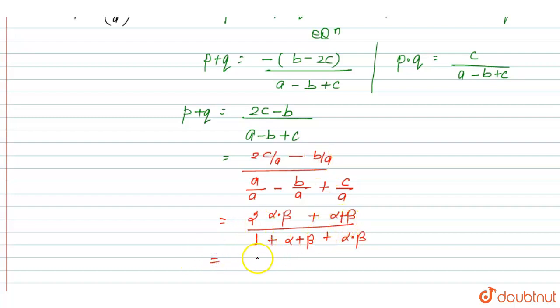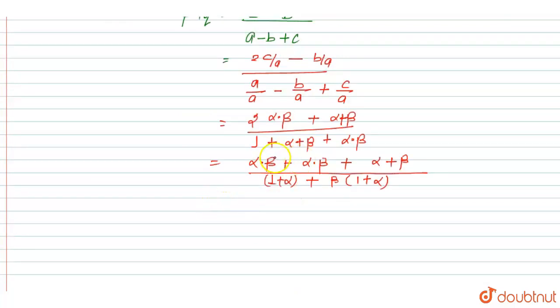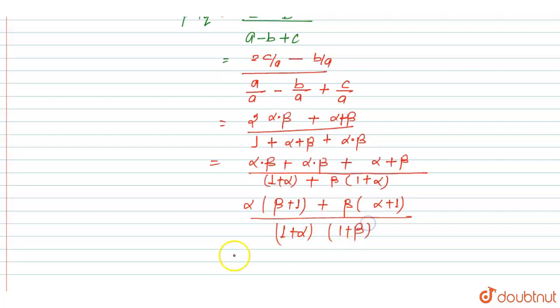And 2 alpha beta can be written as alpha into beta plus alpha into beta, plus alpha plus beta, upon 1 plus alpha plus beta plus alpha beta. Taking beta common, we get 1 plus alpha for these two terms, and taking alpha common, beta plus 1, and for the remaining term taking beta common, alpha plus 1. Upon (1 plus alpha) into (1 plus beta).